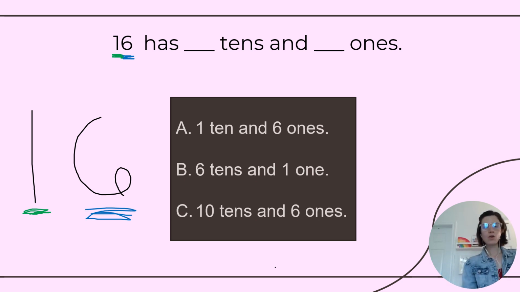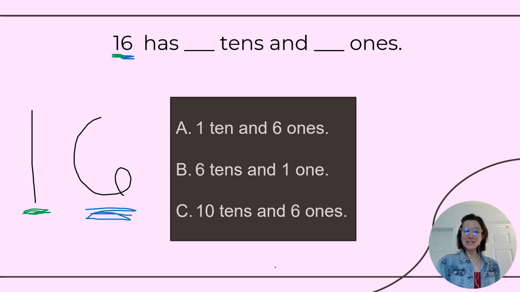16 has blank tens and blank ones. A, 1 ten and 6 ones. B, 6 tens and 1 one. Or C, 10 tens and 6 ones. Pause this recording. You can press play when you are ready to see the correct answer. So please pause it, do your best, send the picture, and then check your work. It's okay if you're wrong. You have to work on this on your own. So that's why I don't want you to see the answer before you submit your answer. So go ahead and pause this recording. You can press play when you are completely finished.